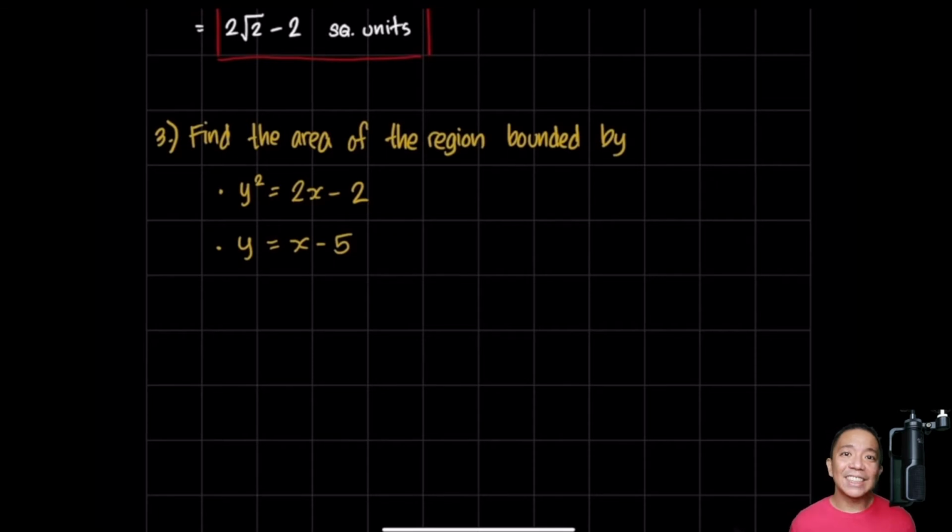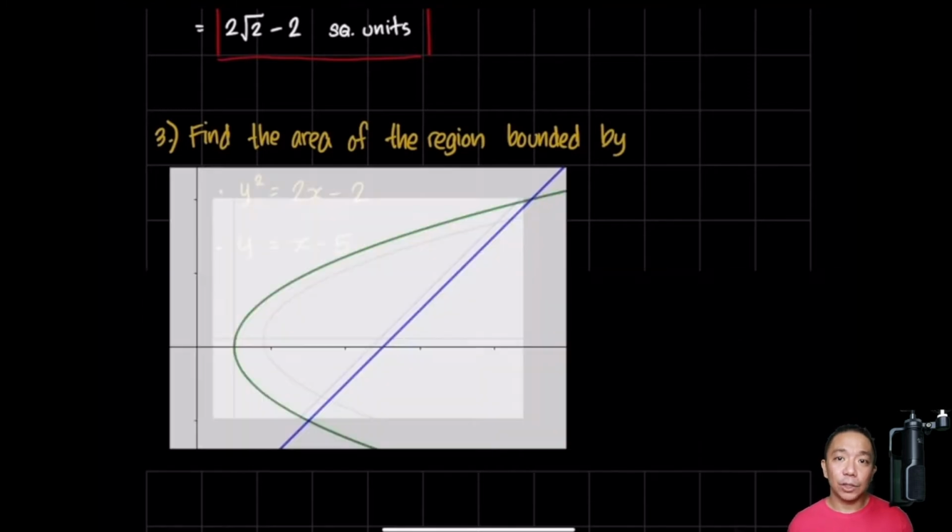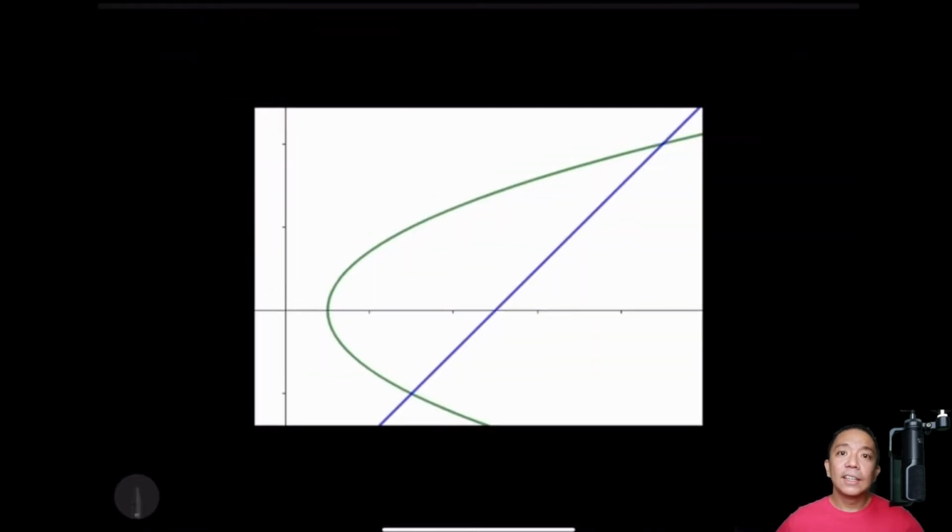So this is interesting kasi yung y squared equals 2x minus 2, I hope you can see that it is not a function. Pero ano ba siya? Kung hindi pa natin siya maalala, edi i-plot natin siya ngayon. Ito yung plot nila and I'll zoom in. And you will see that y squared equals 2x minus 2.